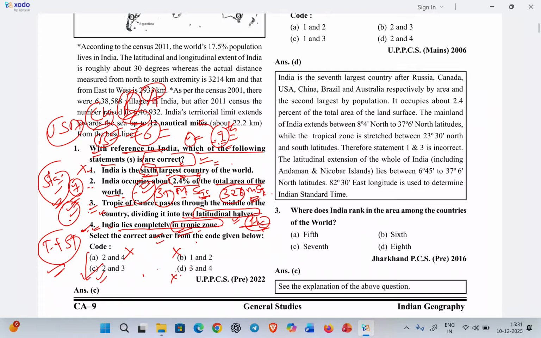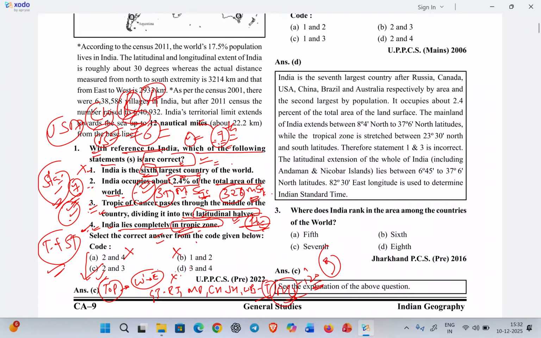So the Tropic of Cancer, it is true that the Tropic of Cancer exactly passes through India, dividing India into two latitudinal halves. Starting from west to east, we have Gujarat, Rajasthan, MP, Chhattisgarh, Jharkhand, West Bengal, Tripura, Manipur, we have Mizoram. Mizoram, it's not Manipur. Manipur is above it, Mizoram.